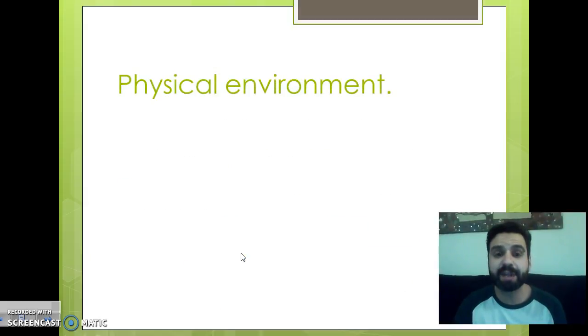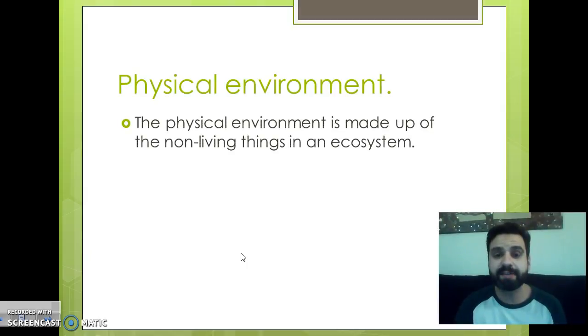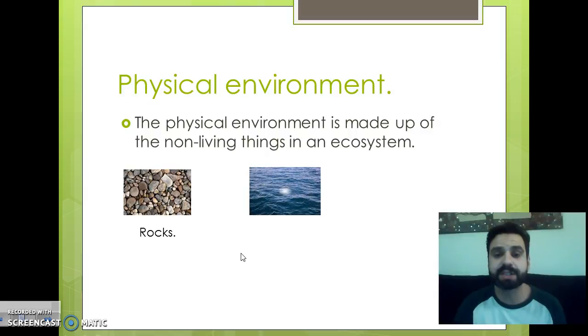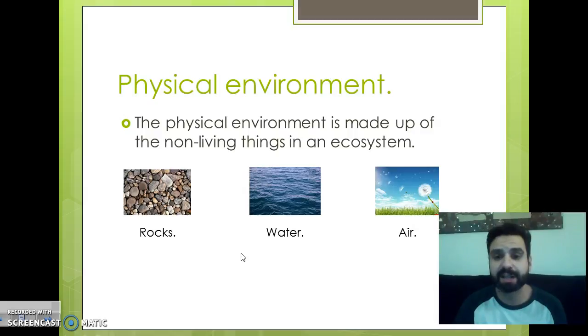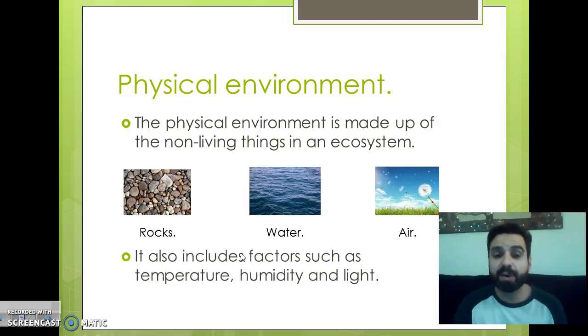Now we are dealing with the physical environment. The physical environment is made up of the non-living things in an ecosystem, which are rocks, water, air. It also includes factors such as temperature, humidity, and light.